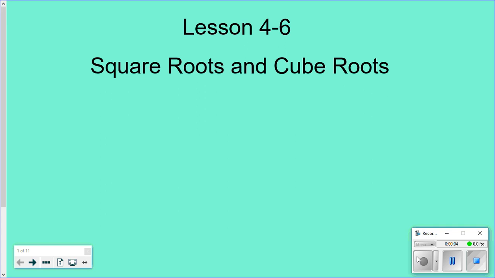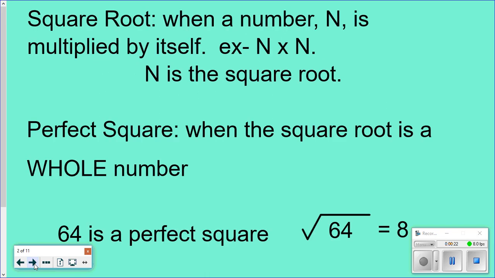Welcome back. Today is lesson 4-6, square roots and cube roots. Again, you're going to get to use your calculator for this lesson. I will probably teach you a little bit more tomorrow how to use your calculator and how to do square roots on it and cube roots on it. So for the most part, just get written down what I talk about, and then tomorrow we'll talk more about your calculator.